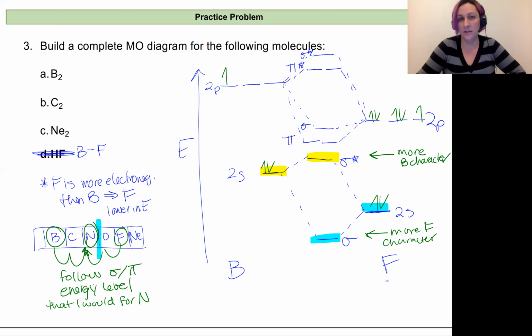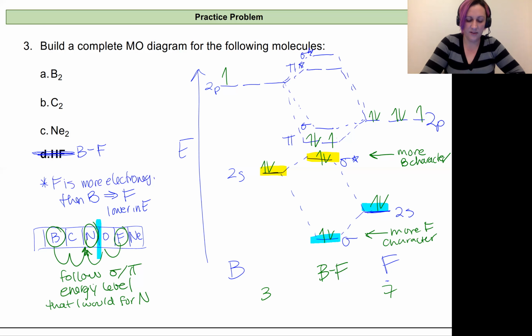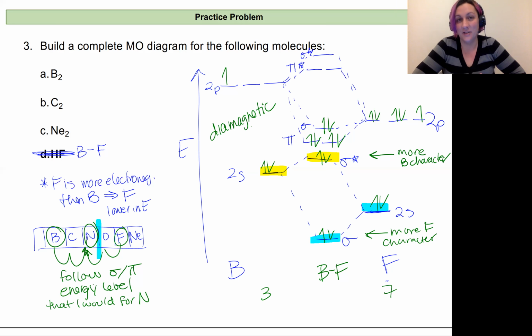And see, it looks a little different when these are offset in energy. I'm going to go through and fill my electrons. I have 3 from boron plus 7 from my fluorine. So I've got a total of 10. So when I make BF, I'll have 1, 2, 3, 4, 5, 6, 7, 8, 9, and 10. And so I'll fill those. Looking at this, I can tell right away it's diamagnetic. That means it doesn't have any unpaired electrons.